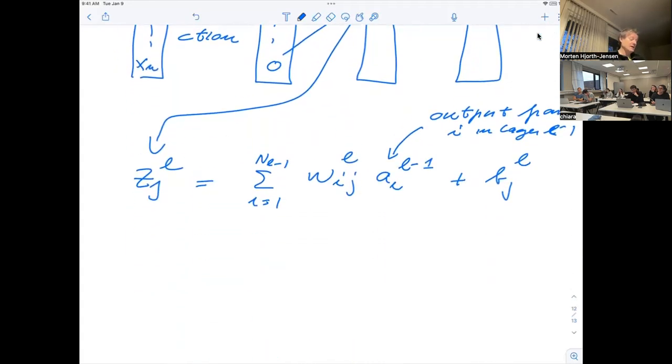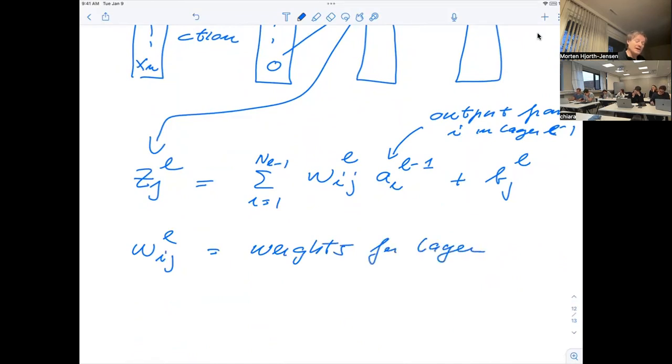So this is one of the variables which we have. The quantity w_ij is what we call the weight, or just the weights for layer L, connecting with the previous layer, connecting with layer L minus 1.